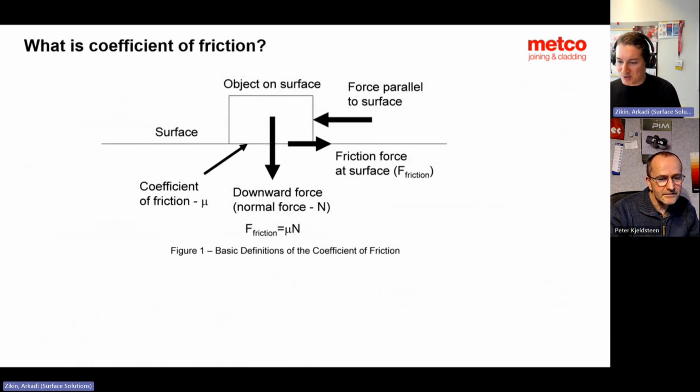Peter, another question to you. So now we go a little bit to physics. What is a coefficient of friction?